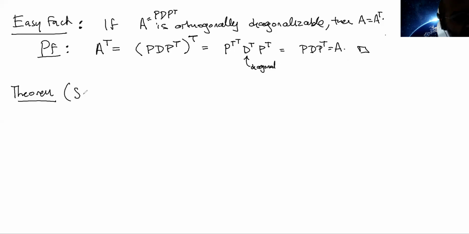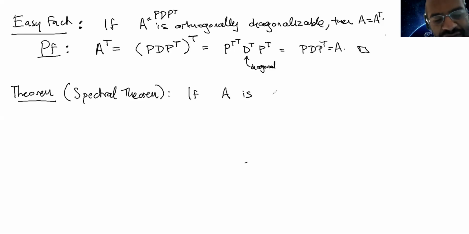So the amazing thing, which is a very deep fact, is something called the spectral theorem. What the spectral theorem says is that the converse of this is true. So this is a highly non-obvious fact. Here's what it says. If A is real and symmetric, (I've defined symmetric for real matrices), then two things happen. One, all the eigenvalues of A are real.